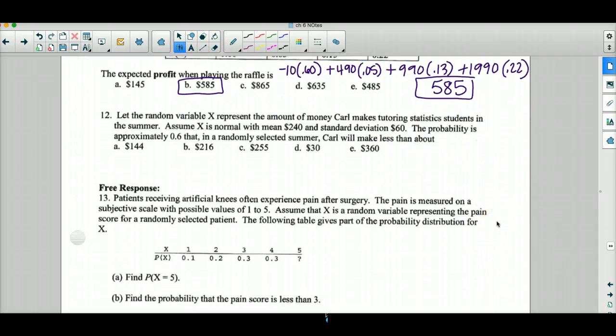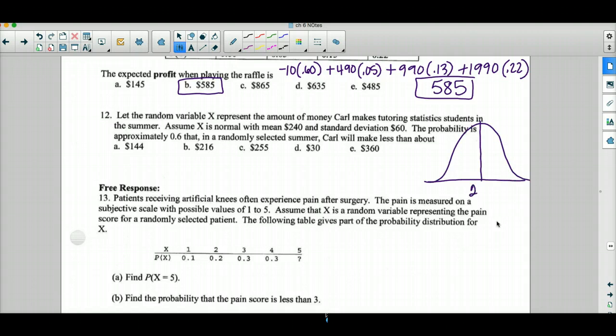Let the random variable x represent the amount of money Carl makes tutoring statistics students in the summer. Assume x is normal with a mean of 240 and a standard deviation of 60. The probability is approximately 0.6 that in a randomly selected summer, Carl will make less than about. We haven't seen this, have we? This hasn't come back up. No, it did come up once because I remember doing it.